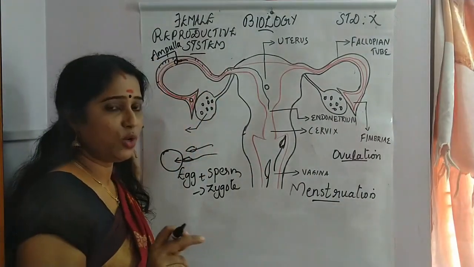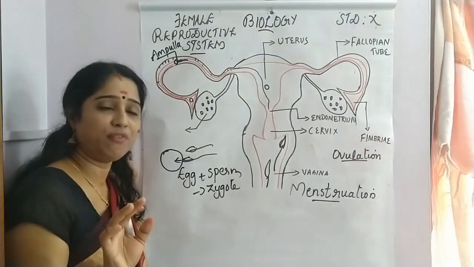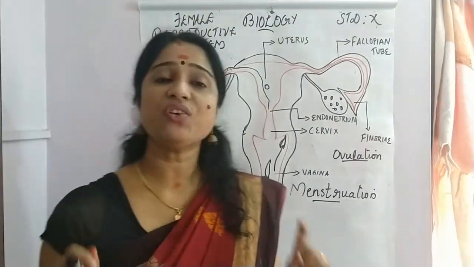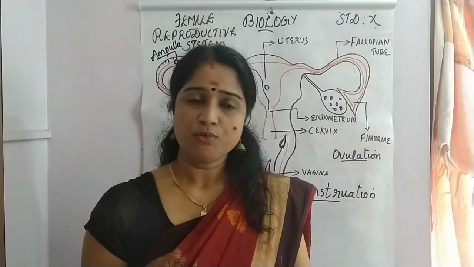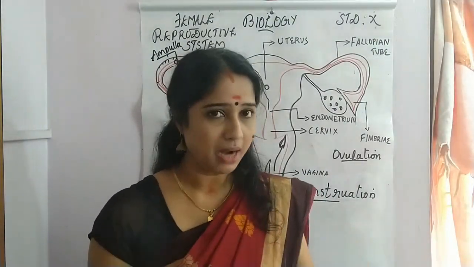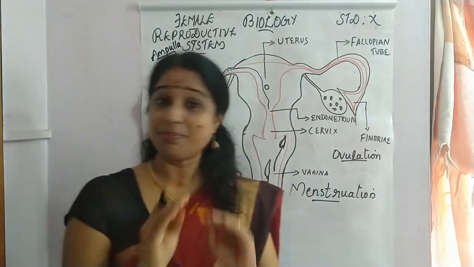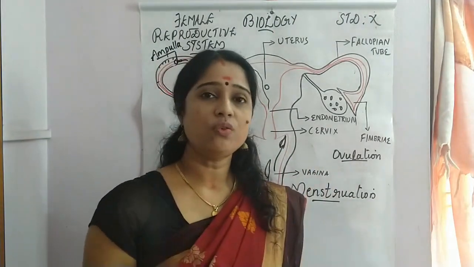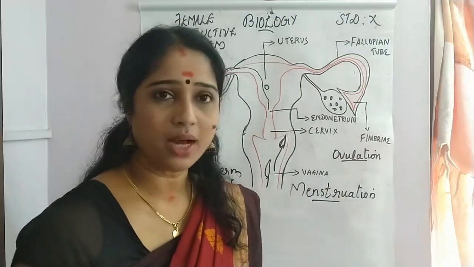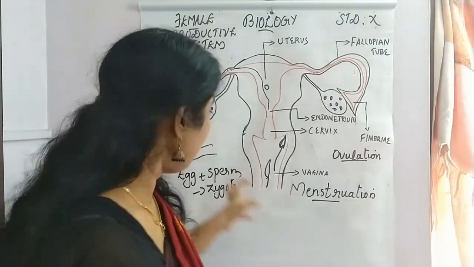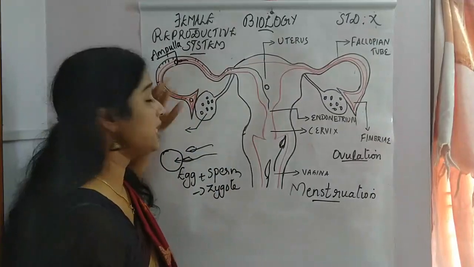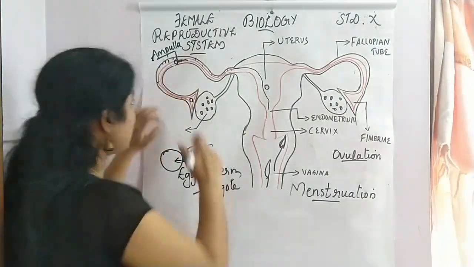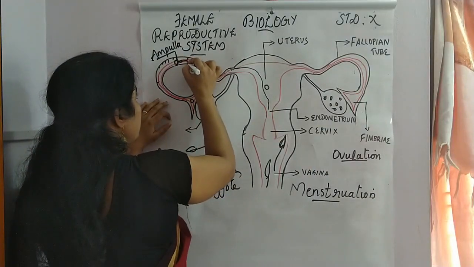And if you write ampulla only, you will not get full mark, because you should write the fallopian tube, and then you can specify it takes place in the ampulla region of the fallopian tube. If you don't write ampulla, you may still get the mark, but if you write ampulla only, sometimes you may lose the mark, because you should mention fallopian tube. Fertilization, the fusion of the egg and the sperm, takes place in the fallopian tube. And afterwards, what is formed there? Yes, the zygote is formed.